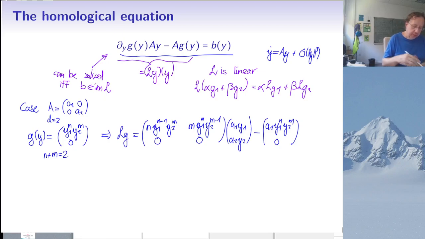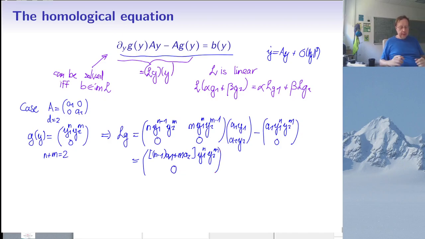Now, if you make the matrix multiplication here and you simplify, what you actually find is that you have (n minus 1) a1 plus m a2 times y1 to the n, y2 to the m, and 0. And that is nice because it's actually just a number times g. So it is this number here, (n minus 1) a1 plus m a2, times g. In other words, this particular g here, this monomial, is an eigenvector of my linear map L. And the eigenvalue is given by what is written here in brackets.